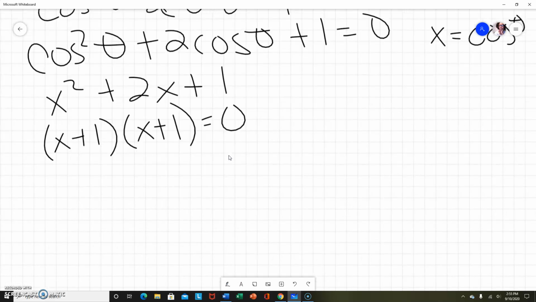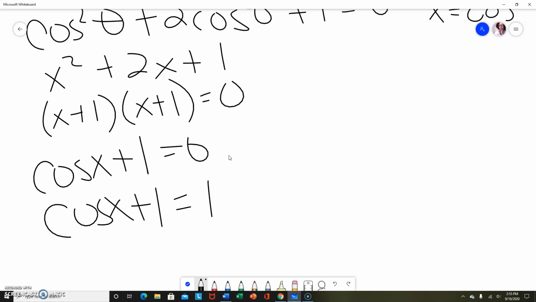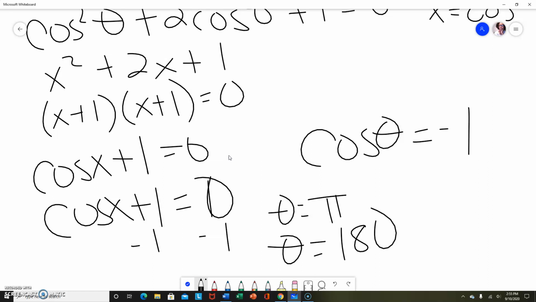So if I plug my x back in, I have cosine theta plus 1 and cosine theta plus 1, both equal to 0, the same thing. Subtract 1 from both sides, and I get cosine, and I've changed it to x, it's supposed to be theta, excuse me. Cosine theta is equal to negative 1. And when we look on our unit circle, the place where it's equal to negative 1 is pi. So theta is equal to pi, or if we do it in degrees, it's equal to 180.